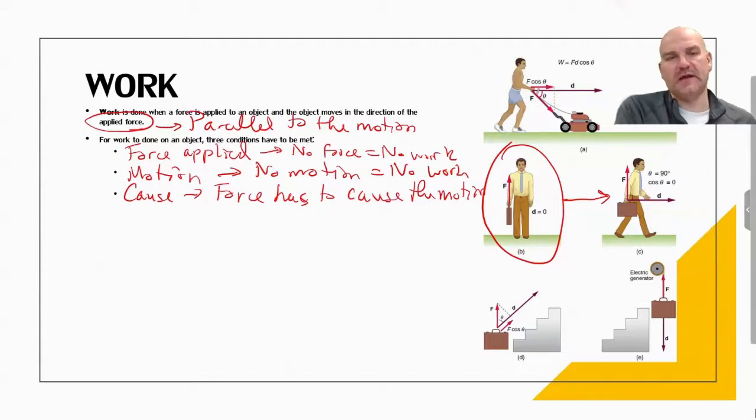Okay, so sometimes what they like to do is they like to ask you those questions. Hey, is there work being done? Or identify a situation where work is being done. And they give you these different scenarios, and you're asking yourself, is there a force applied? Is there a change in motion? And then does that force cause the change in motion?